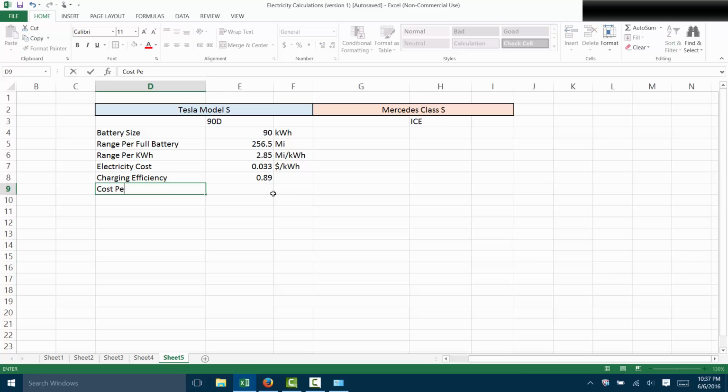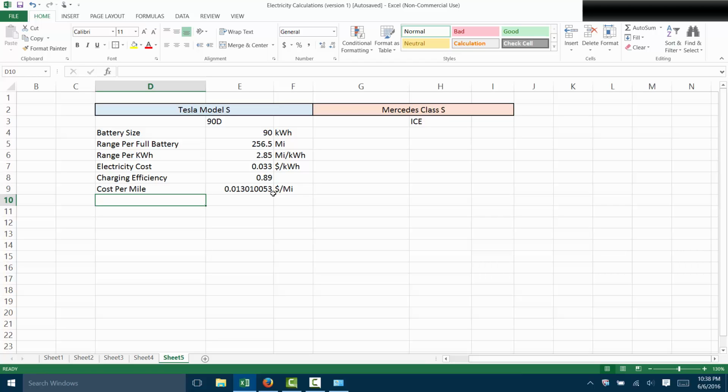And so the next number that we want to calculate is the cost per mile. Okay, so how much does it cost to drive 1 mile? The way we get this number is we take the electricity cost and divide that by the range per kilowatt hour. We're also going to divide that by the efficiency. So that's the formula right there. And that's going to be 0.01301. So that looks like it is 1.3 cents per mile. Wow, that's very low, but that's what it costs.